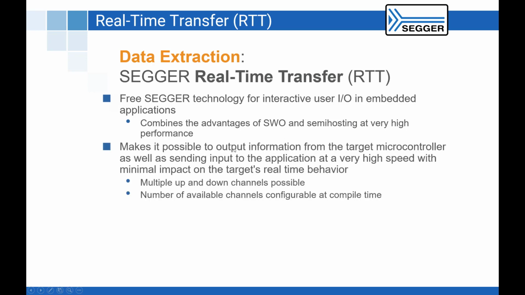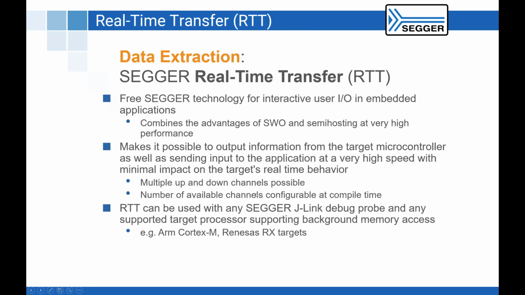So it allows you to do two things, basically. It allows you to output information from the target microcontroller, but also the opposite, sending inputs down to the application, doing so at a very high speed and with minimal impact on the real-time behavior of the target. You can have multiple up and down channels, and actually the number of channels you want is configurable at compile time.